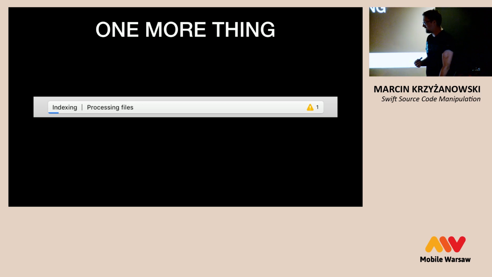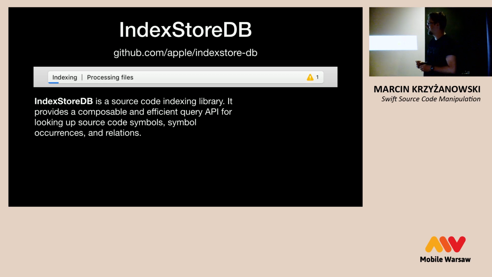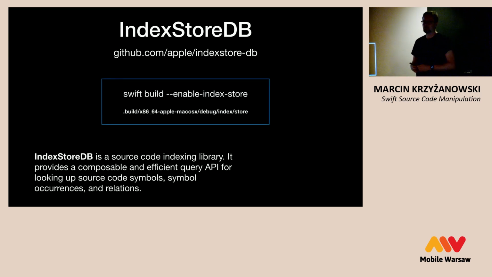I will not mimic the whole mechanism, but if you're wondering what's going on, this is what's going on in the next slide. There's an IndexStoreDB project, framework, module, that is a source code indexing library. It provides an efficient query API for looking up source code symbols, occurrences and relations. With this library, I can ask, where is the Conference class?